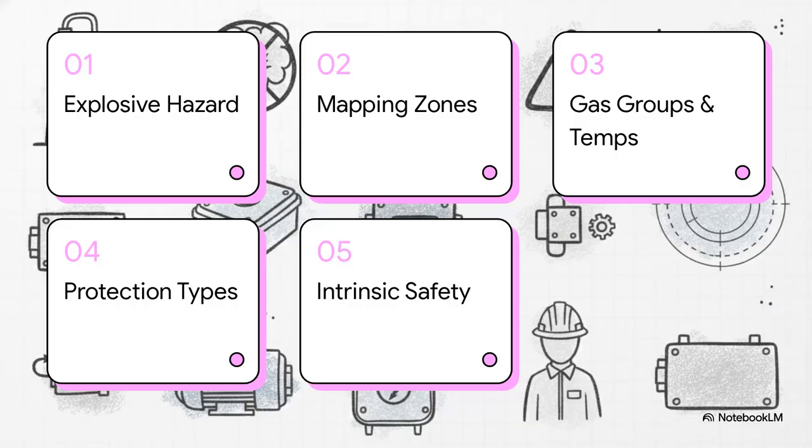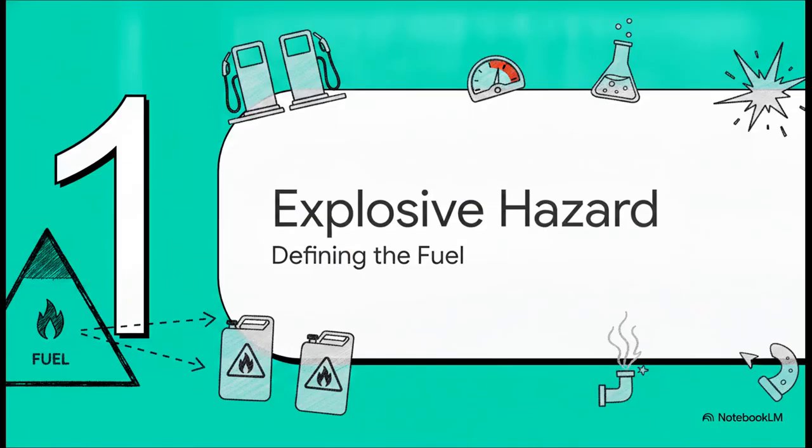Okay, let's set up our mental filing cabinet for the 5 plays we'll cover today. First, defining the explosive hazard. Second, mapping zones and ventilation. Third, gas groups and temp classes. Fourth, protection types. And finally, verifying intrinsic safety. Starting with number 1, defining the explosive hazard.